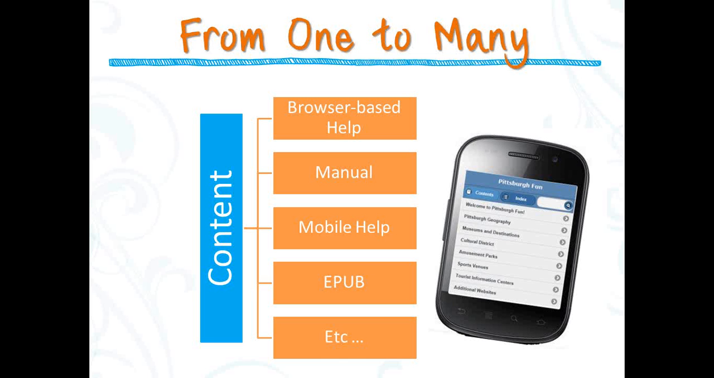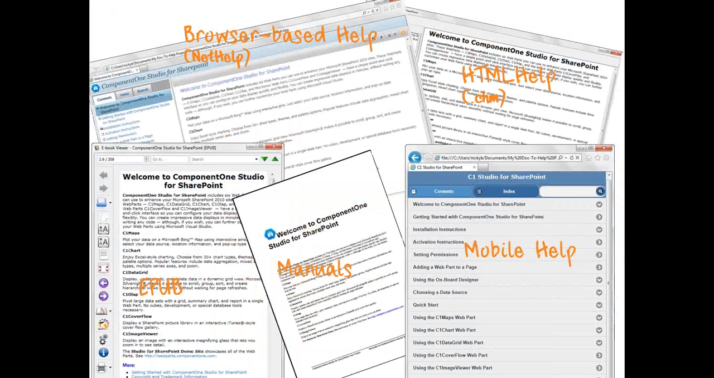Now this next slide illustrates a project that has been single sourced to 5 different deliverables. That's all the same project. We have these 5 different deliverables. Now DocToHelp could actually output to 12 different deliverables, but I just wanted to show you these.